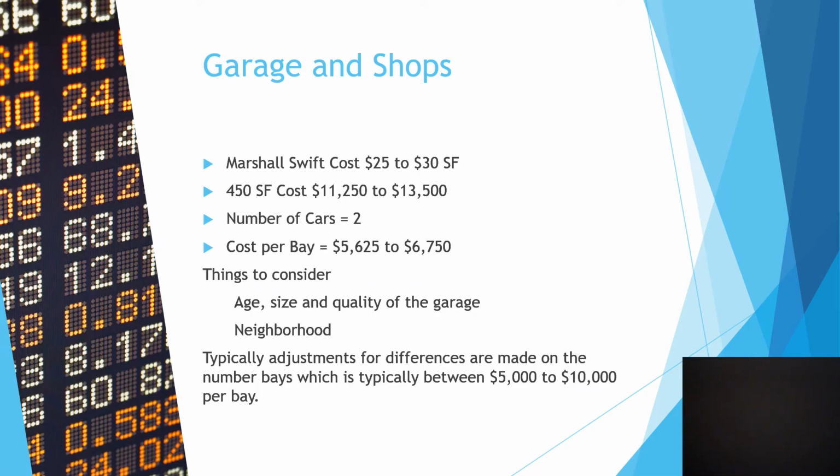Garages and shops, other specialty accessory building improvements can have a significant impact on the marketability and the value of the property. Looking at Marshall Swift or some other national cost source may be a way to support or develop some kind of contributory value for a specific improvement. So if a garage costs $25 to $30 a square foot, and those costs will vary from one area to the next, then you can develop, based on cost, the contributory value per garage bay, for example, in this kind of a property.